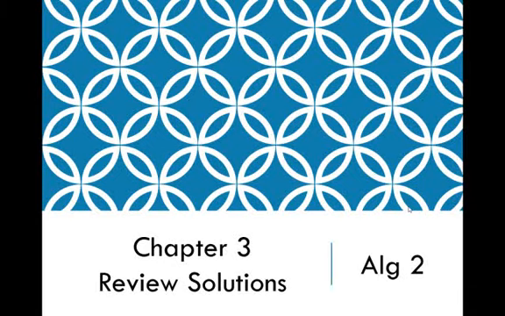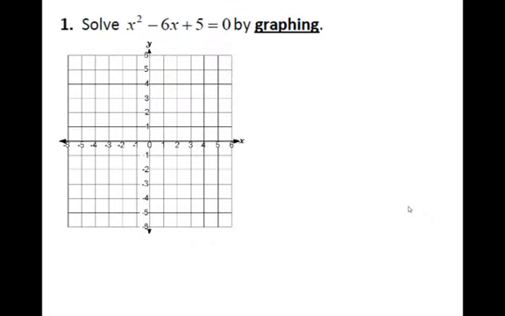These are the solutions to the Chapter 3 test review. Problem 1. Solve x squared minus 6x plus 5 equals 0 by graphing. So when we graph, we need to first plot the vertex.